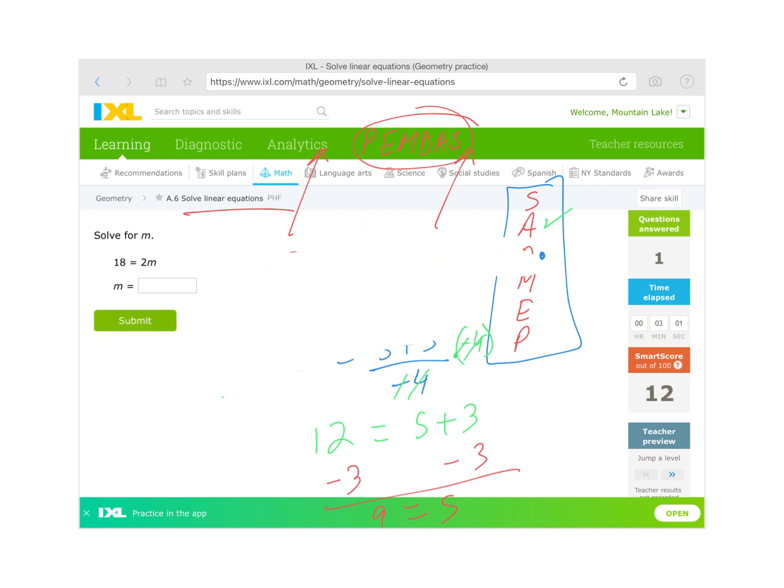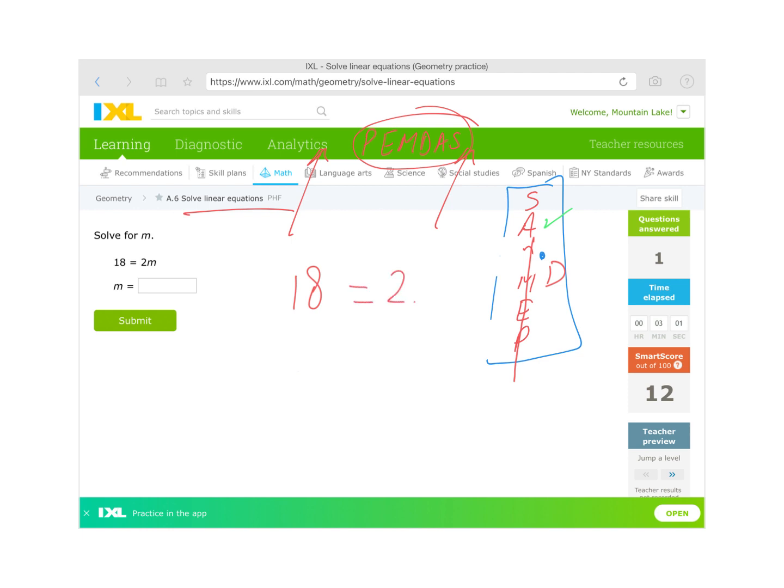So again, SADMAP, if you're working with each individual side, use PEMDAS, otherwise you use SADMAP for both sides. So here we've got multiplication. Whenever you see something written this way, this just means multiplication. So what's the opposite of multiply? Divide. So let's divide 2 on both sides. So you get m as 9. So let's plug in 9.